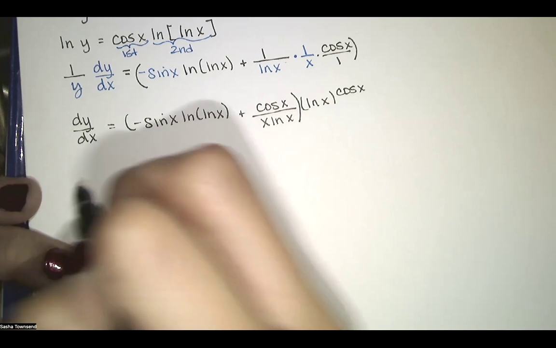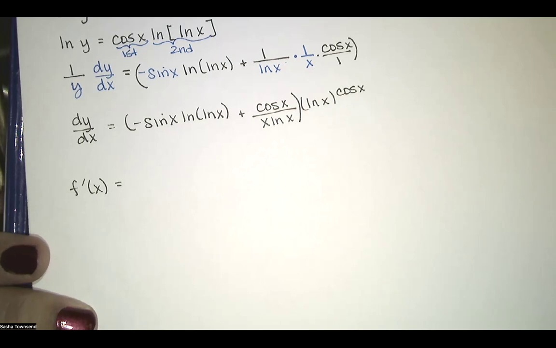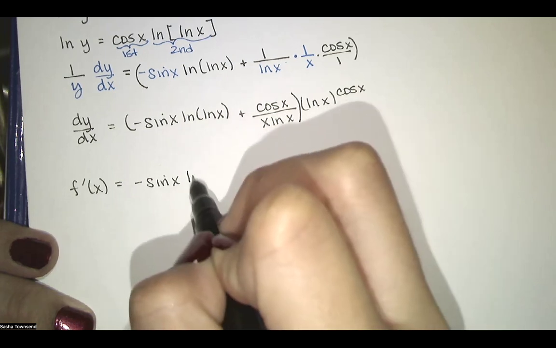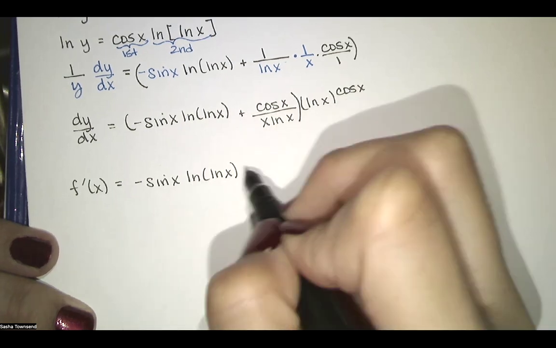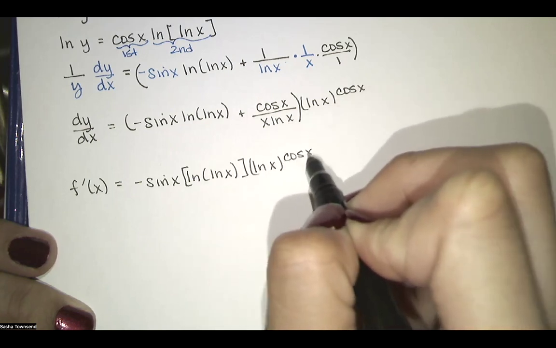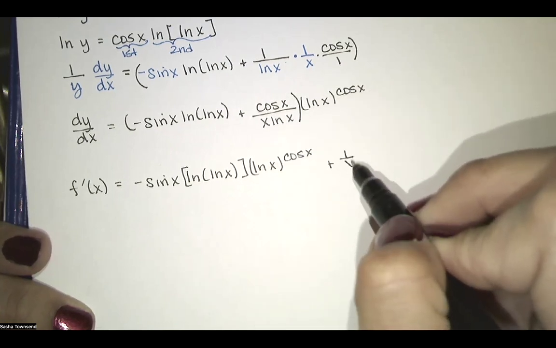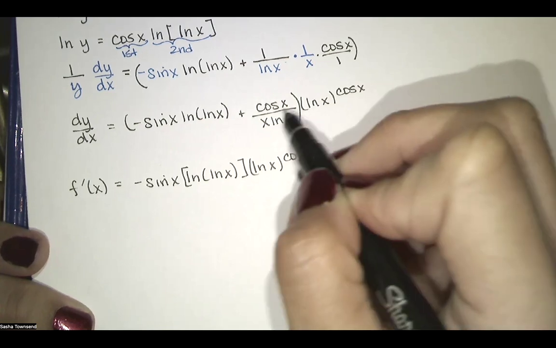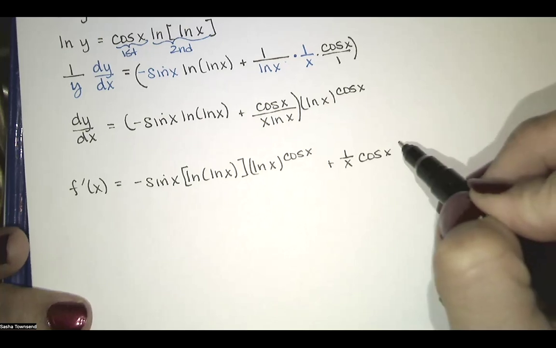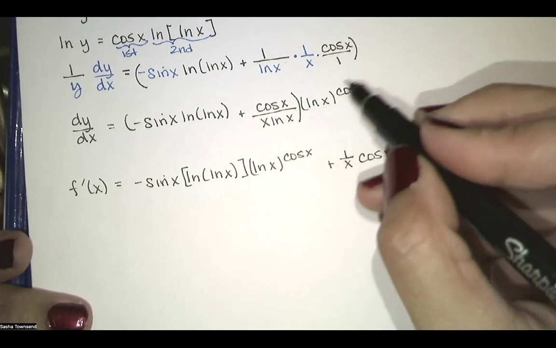If we distribute, I'll call this f prime of x now because y was actually labeled f. We've got negative sine of x times natural log of x times natural log of x to the cosine of x, plus, if I want to simplify here, I've got a 1 over x and a cosine of x. And this is a natural log of x to the first in the denominator with a natural log of x to the cosine of x in the numerator. Since the denominators are the same, we can just subtract those exponents. This will be natural log of x to the cosine of x minus 1.